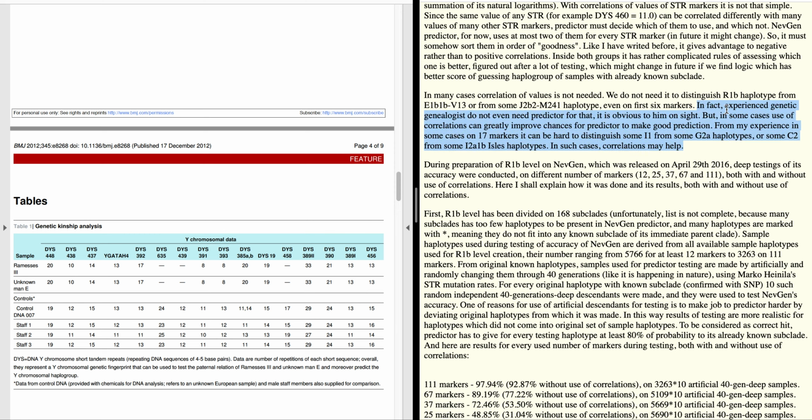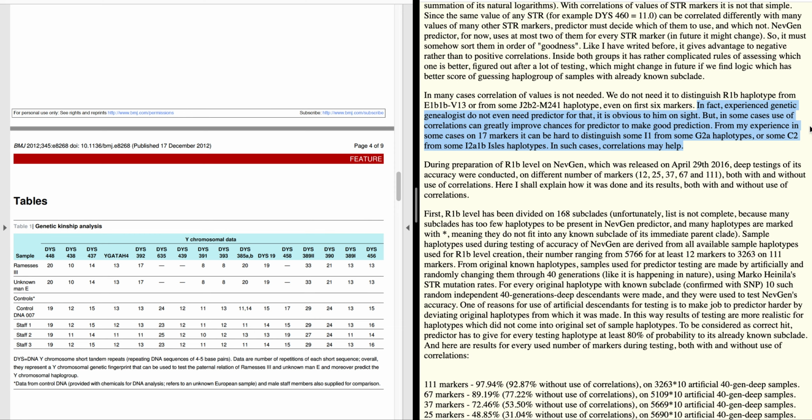It's this one right here. In fact, experienced genetic genealogists do not even need the predictor for that. So determining a haplogroup, some people just automatically know by the markers that they have which haplogroup it belongs to. But in some cases, use of correlations can greatly improve chances for the predictor to make a good prediction.